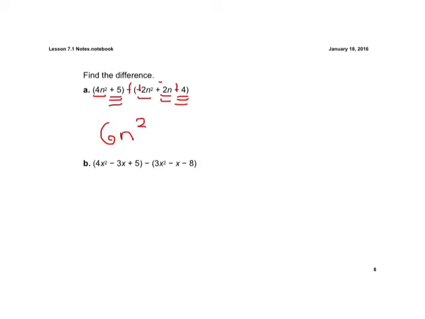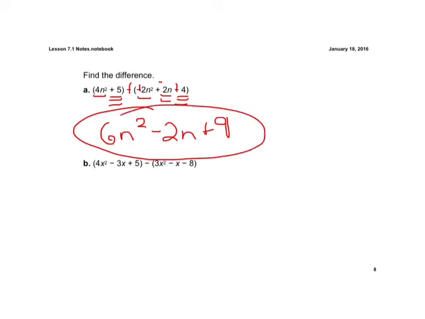We go to the n's. We see we have a minus 2n over here. Don't have any on the left. And then 5 plus 4, we get a 9. Okay, so really with subtraction, the difference is we're just turning it into an addition problem. So really the same thing.